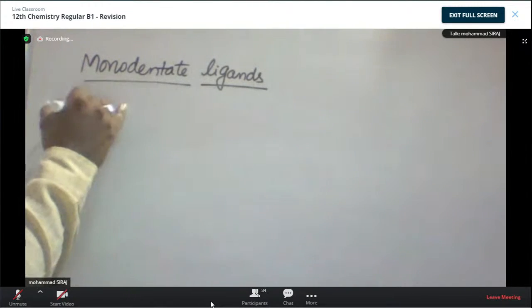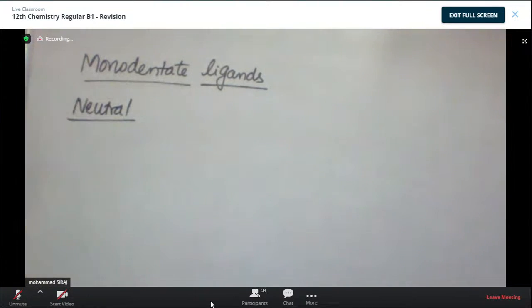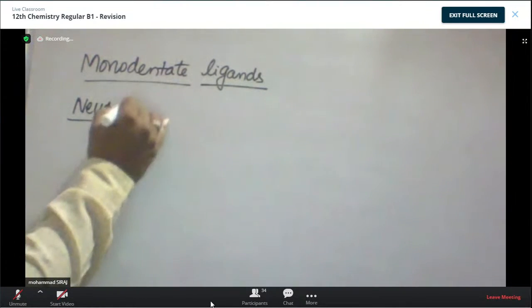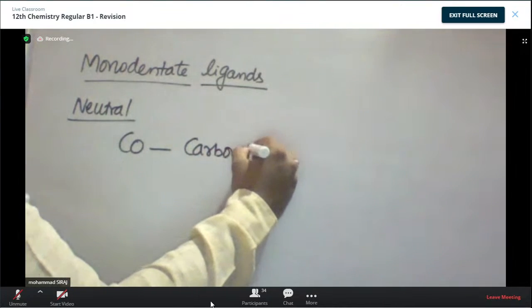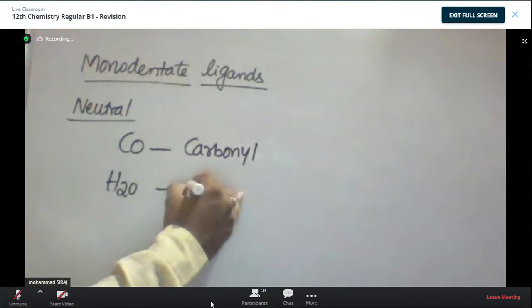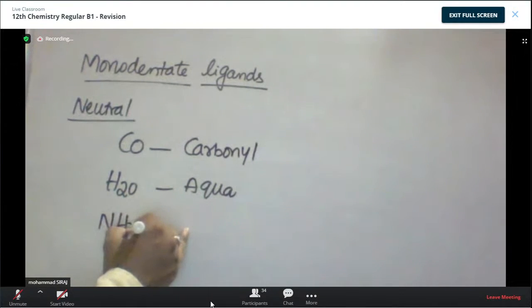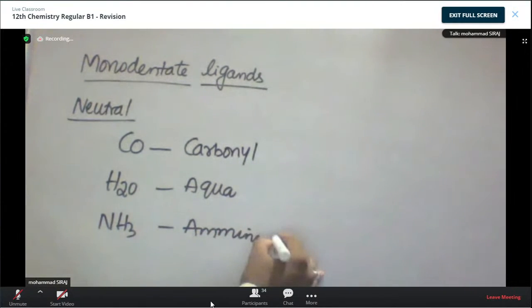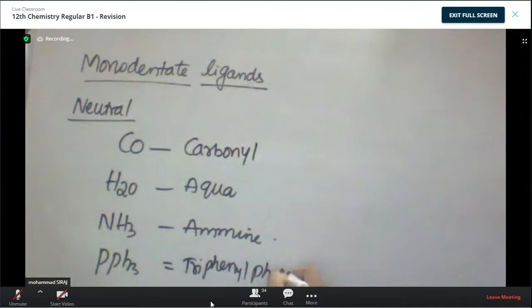Now tell me one thing. Suppose three types of ligands are there. One is neutral ligands. Tell me neutral monodentate ligands. First one is CO, this is your carbonyl ligand. H2O ligand is called as what? Aqua ligand. Next one is NH3, called as amine ligand. If I am taking PPh3, it is called as a triphenylphosphine ligand.